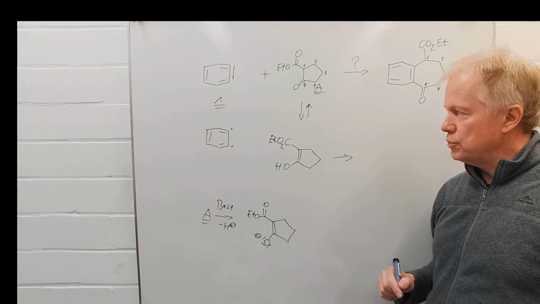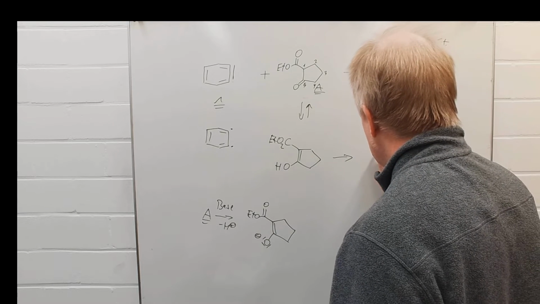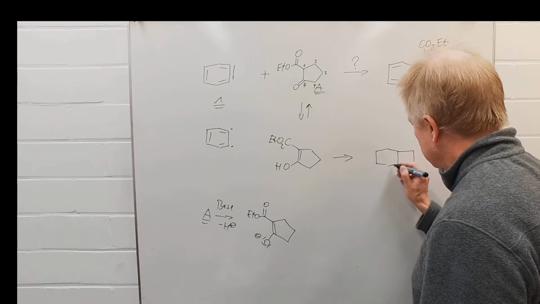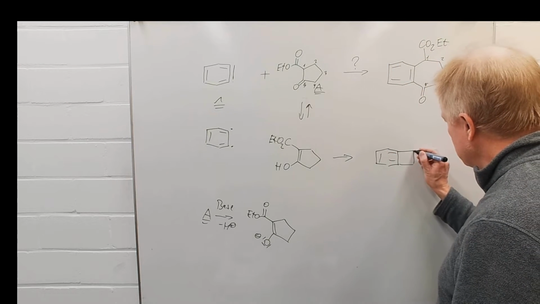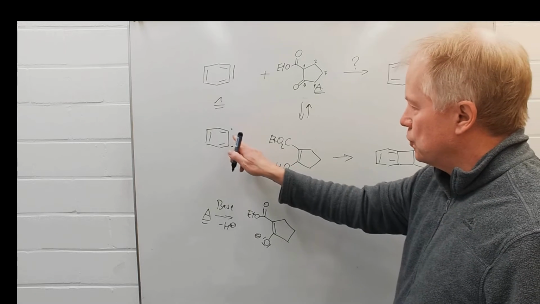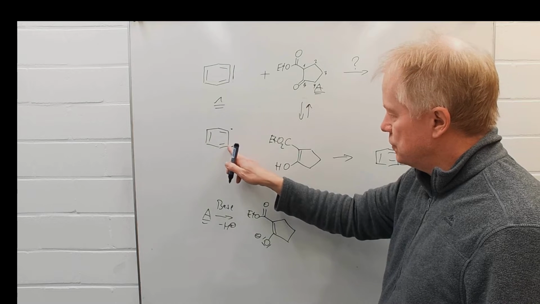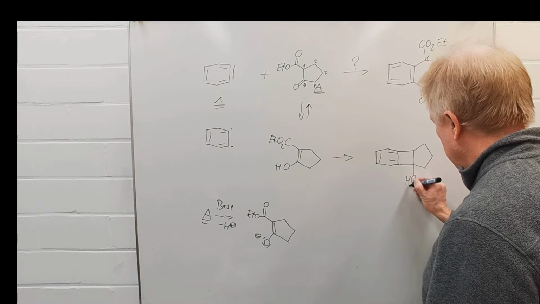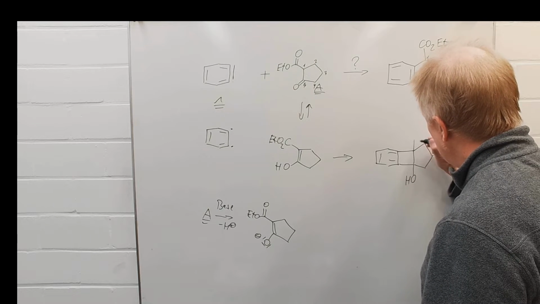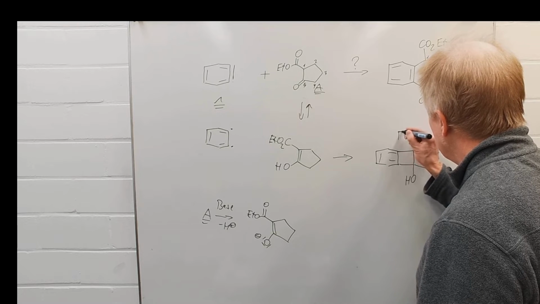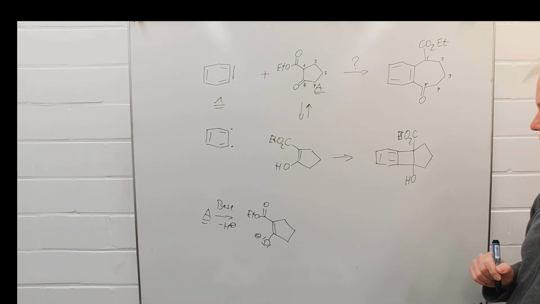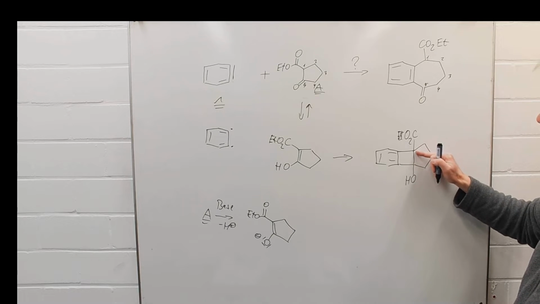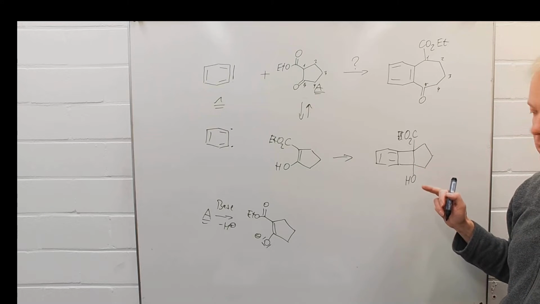Maybe a concerted process. And then a four-membered ring will be formed. So connect this center with that one, this center with that one. Four-membered ring. Here we have the OH group. On the other side, the ester functionality. So, and how can now this bond between position 1 and position 5 break?